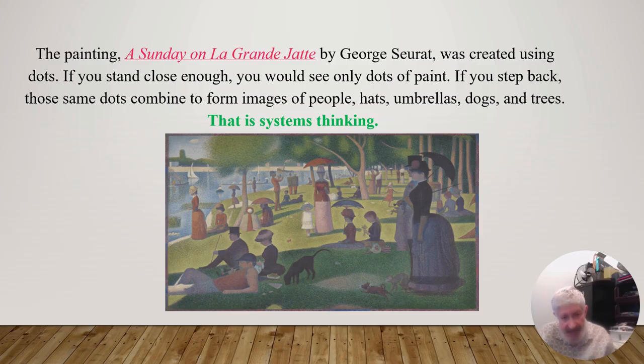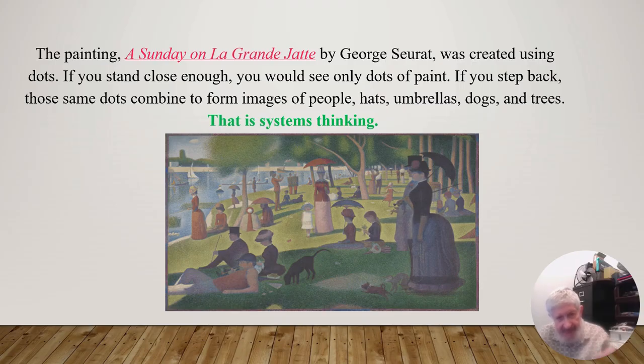And this slide is one of my favorite pictures. It's the painting, A Sunday on La Grande Jatte by Georges Seurat. And what it does is it illustrates a system very well. If you were to stand close enough to the picture, you would see only dots of paint. But if you step back, those same dots would combine to form images of people, hats, umbrellas, and dogs and trees.